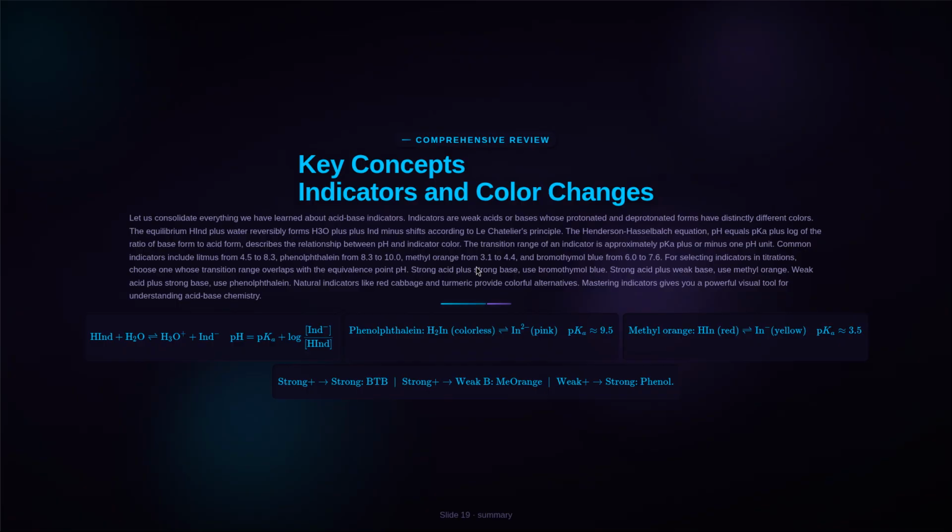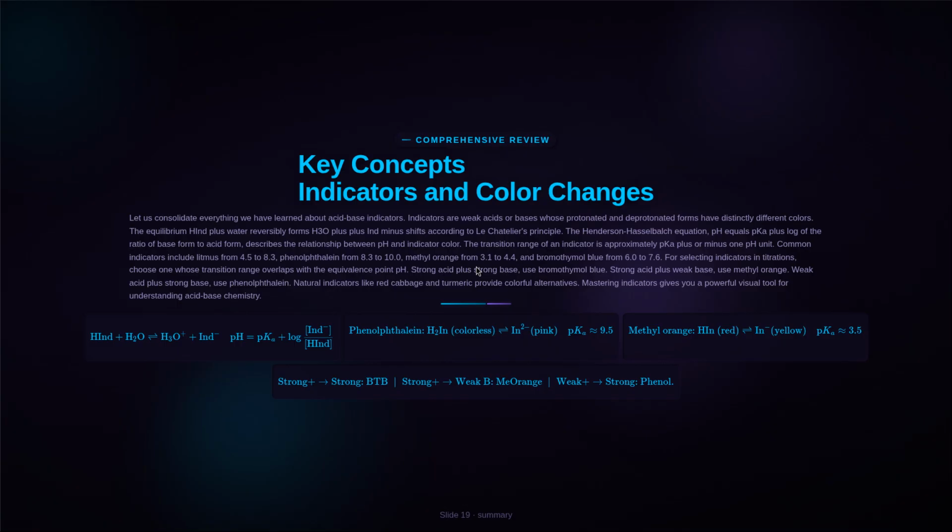The transition range of an indicator is approximately pKa plus or minus 1 pH unit. Common indicators include litmus from pH 4.5 to 8.3, phenolphthalein from 8.3 to 10.0, methyl orange from 3.1 to 4.4, and bromothymol blue from 6.0 to 7.6.